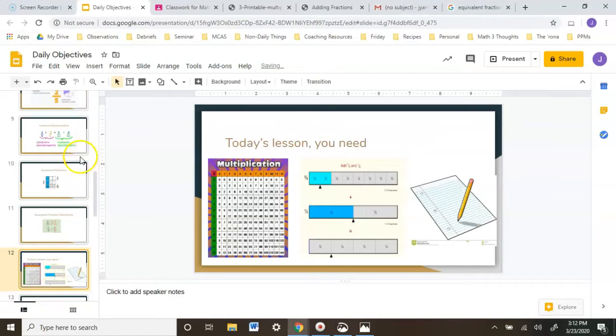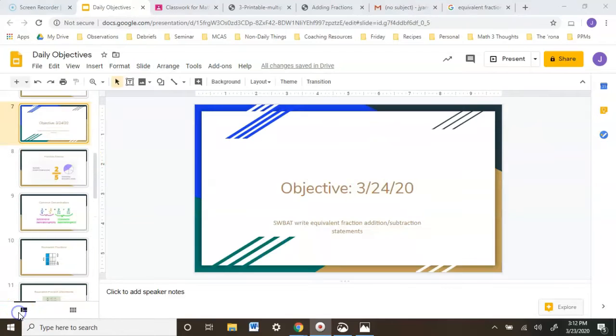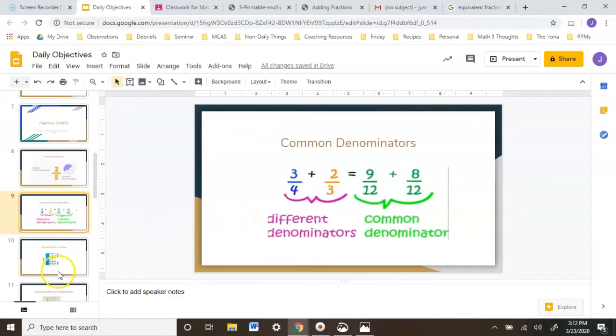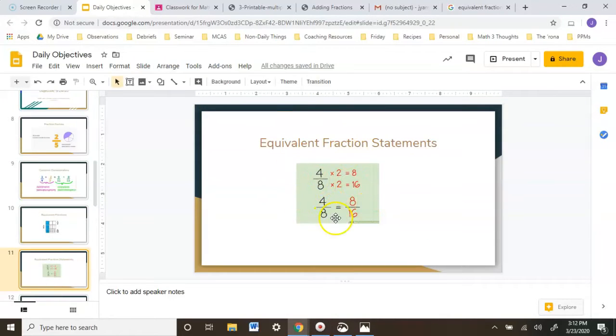So again, today's lesson, this objective, we're writing equivalent fraction, addition, and subtraction statements. That means that we're going to have common denominators, and we're going to be looking at fraction statements like this.